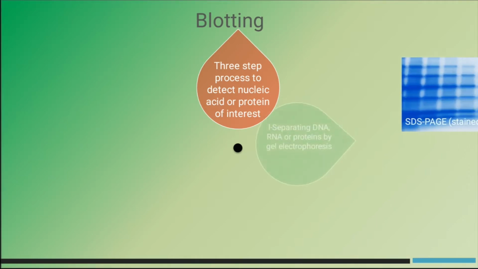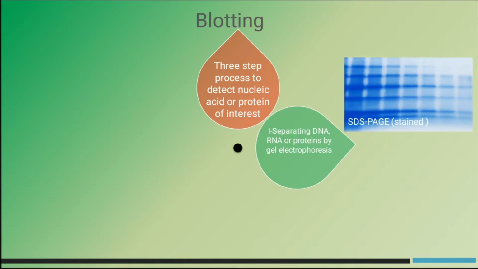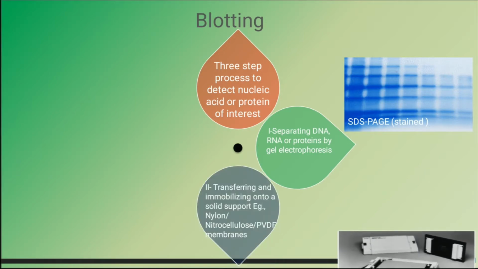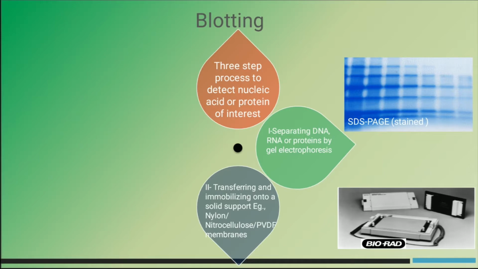Step 1 is separating nucleic acids, that means DNA or RNA, and proteins by gel electrophoresis. The next step is to transfer these resolved nucleic acids or proteins onto a solid surface, that means membranes of nylon, nitrocellulose or PVDF, which have high affinity for nucleic acids or proteins. Once we transfer onto such membranes, they become stable.